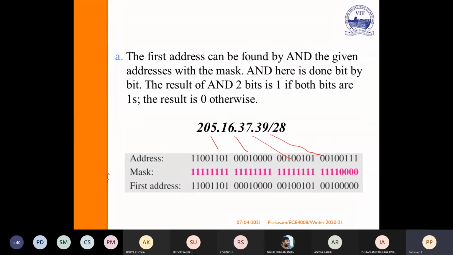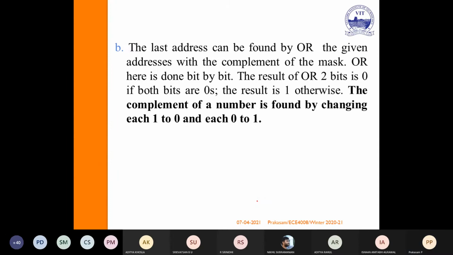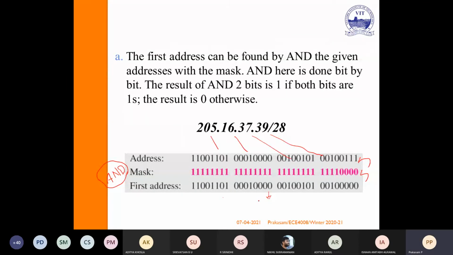You know the procedure: if both bits are 1, the result is 1, otherwise 0 for an AND operation, as in digital logic. Just do the AND operation between the given IP address and the mask. You will get the first address. Convert this into the respective decimal. This is nothing but 205.16.37.32. You will get the first IP address.